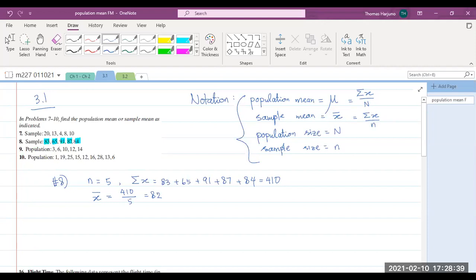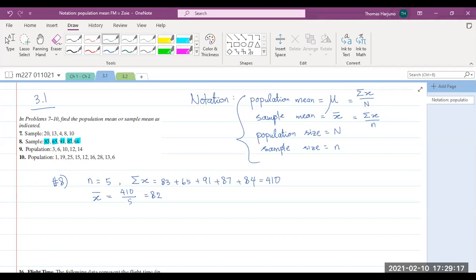Thomas, what happens if we don't know whether it is a sample or population? If they don't mention whether it is sample or population, assume it is a sample. Let me say it again. If it is not known whether it is sample or population, you treat that as a sample. Sometimes the question explicitly says it, like number 8 says it's a sample, and number 10 says it's a population.